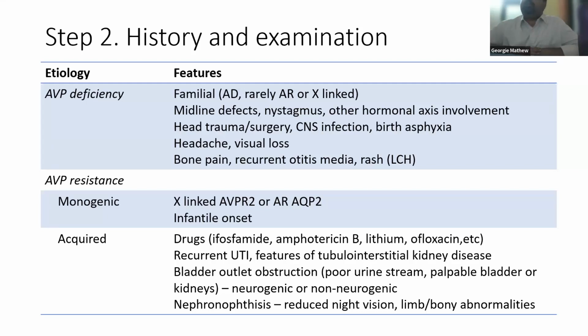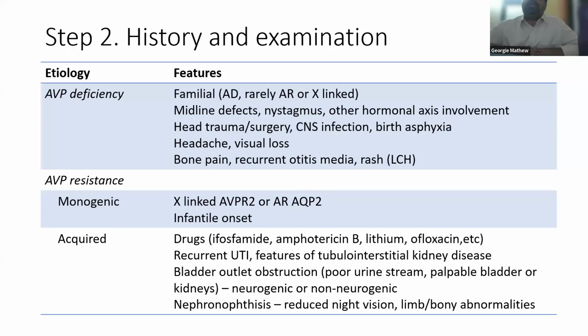Headache or visual loss, which may suggest intracranial lesions that affect the hypothalamus or pituitary, can also cause vasopressin deficiency. Another rare diagnosis which can present with AVP deficiency is LCH, that is Langerhans cell histiocytosis, where bone pain, recurrent otitis media, and rash can also occur.